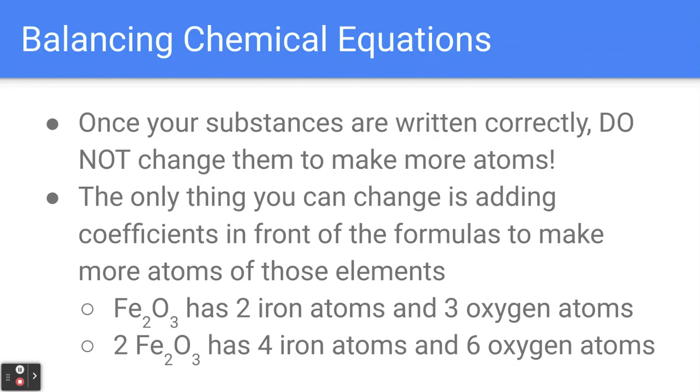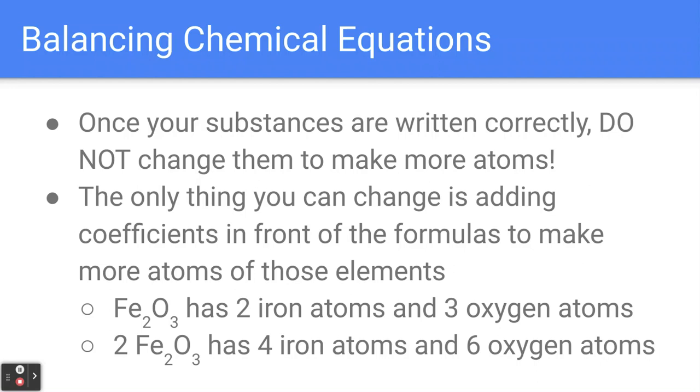You can't just say, all right, I want to change it to Fe2O6. That doesn't work. Okay. It also doesn't work to say Fe4O6. You always have to deal with your lowest subscripts, and then our coefficients in front do the work. So how did I get 4 and 6?